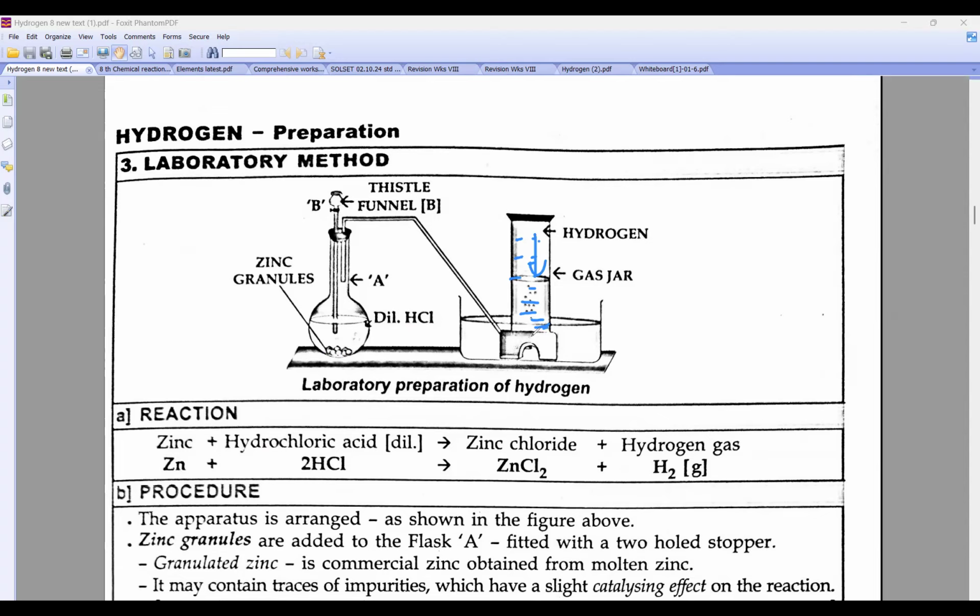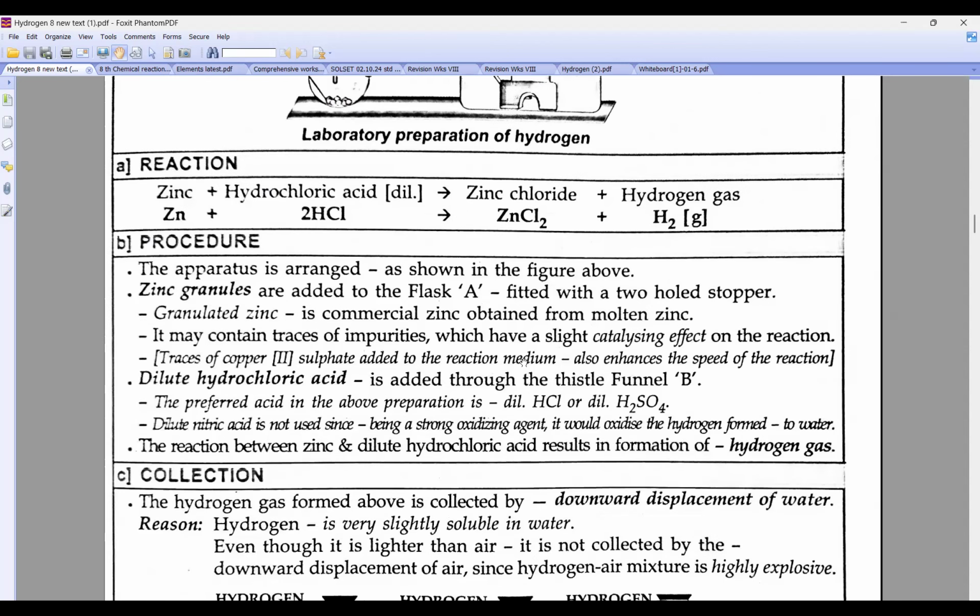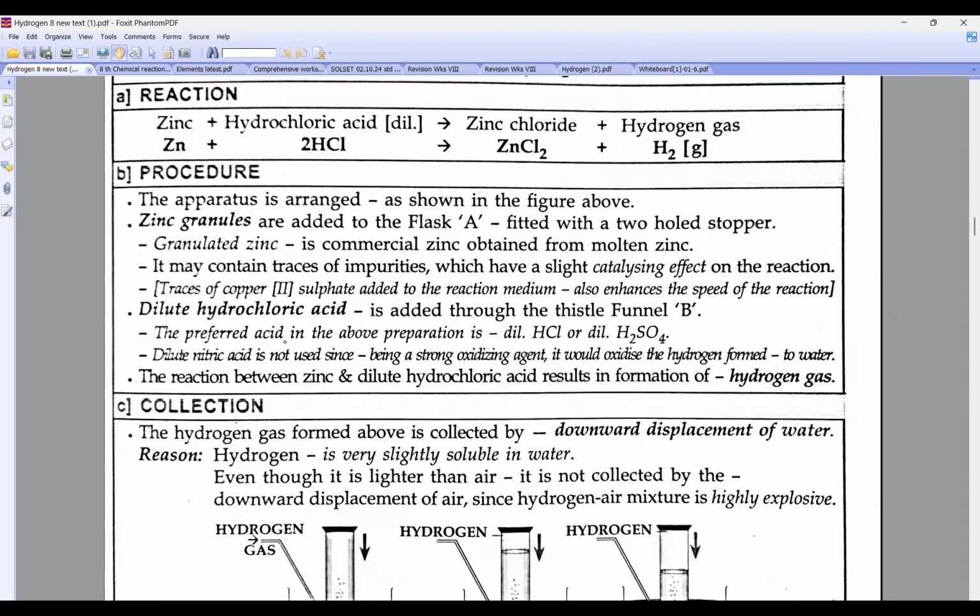So what is the method of collection? Downward displacement of water. What other impurity can we add to increase the rate of the reaction? Traces of copper sulfate are added to enhance the speed of the reaction.